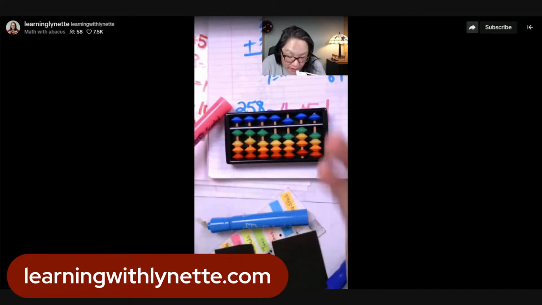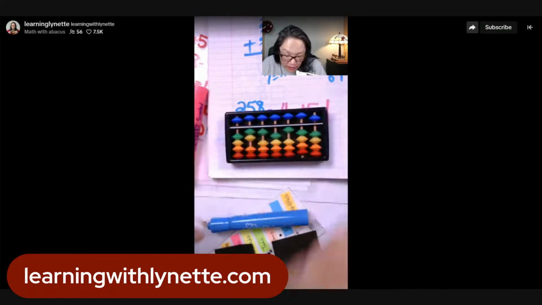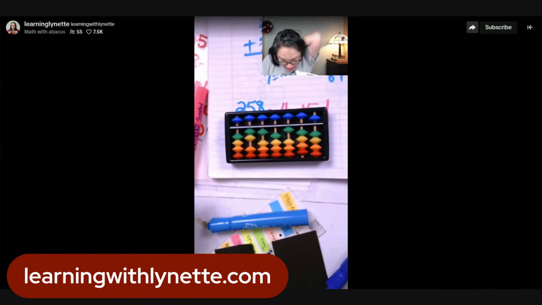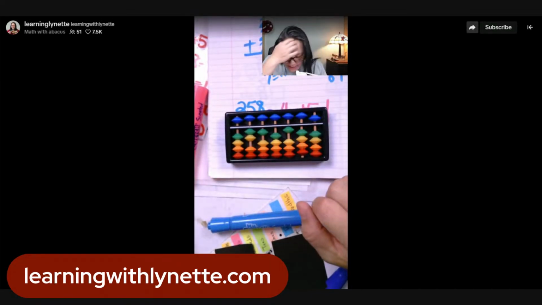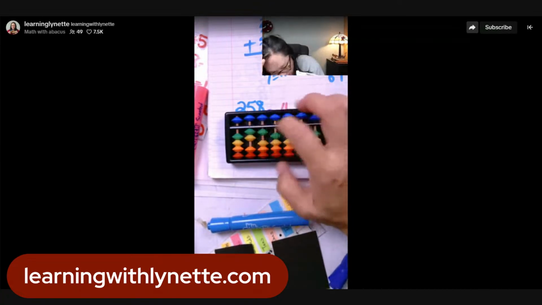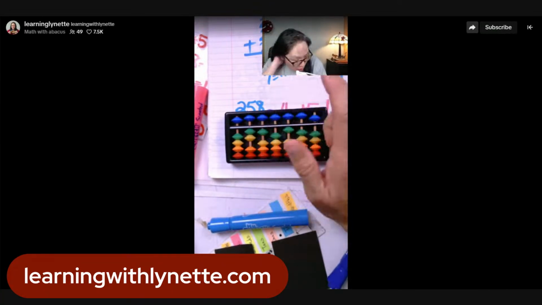Am I a stickler on it? No. As long as you get the idea of the abacus and you know how the beads move, I think it's fine either way. Is that the right hemisphere? Yeah.